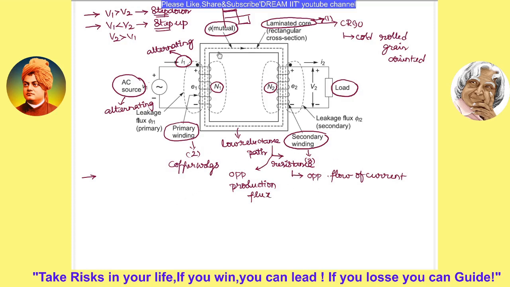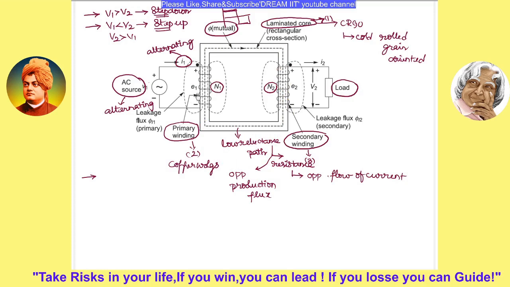So the flux which is linking with the secondary winding, we can call it the mutual flux here. The flux which is linking with the secondary winding is called the mutual flux or main flux, which is traveling through the magnetic core. This magnetic core is providing the low reluctance path here.